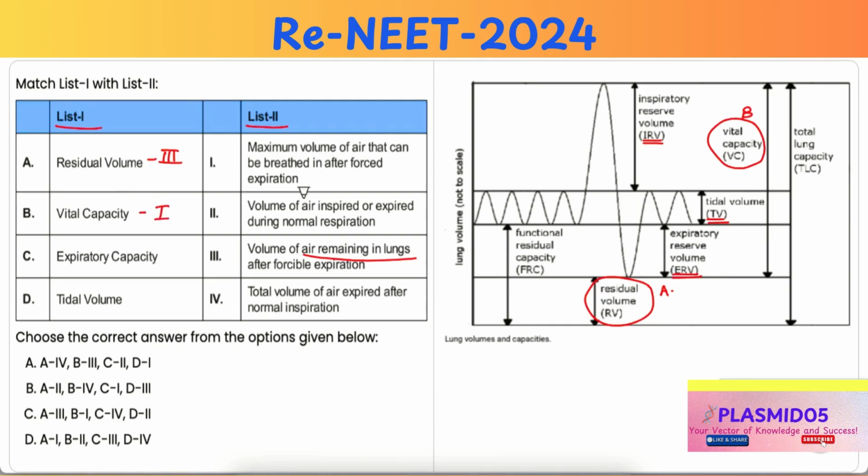Now, expiratory capacity is the volume of air that can be expired after a normal inspiration. Therefore, it includes tidal volume and expiratory reserve volume. Thus, C matches with 4. Now, tidal volume is the amount of air that is inhaled or exhaled during a normal relaxed breath. Thus, D matches with 2. Hence, the correct answer is option C.